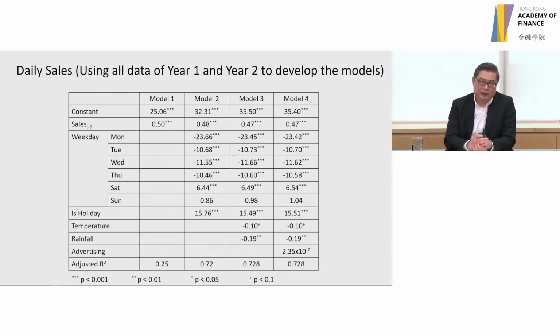Okay, so we move on to the most complex model, Model 4. In Model 4, same as Model 3, except that we add another factor, advertising. Now, if you look at the coefficient of advertising, it is very, very small, almost close to 0. And if you look at the adjusted R-square, it's no different from Model 3. So the conclusion here is advertising based on printed media, as it was executed, has no impact on daily sales.